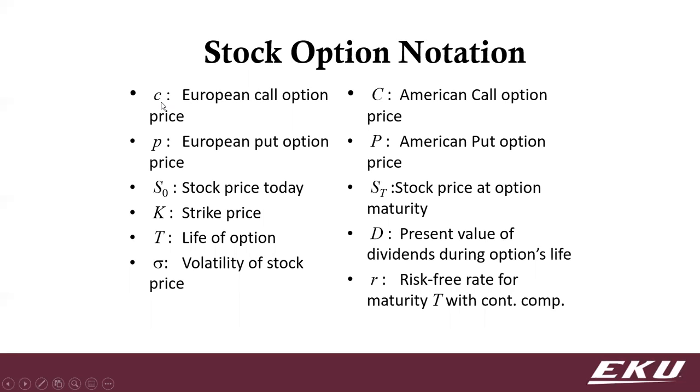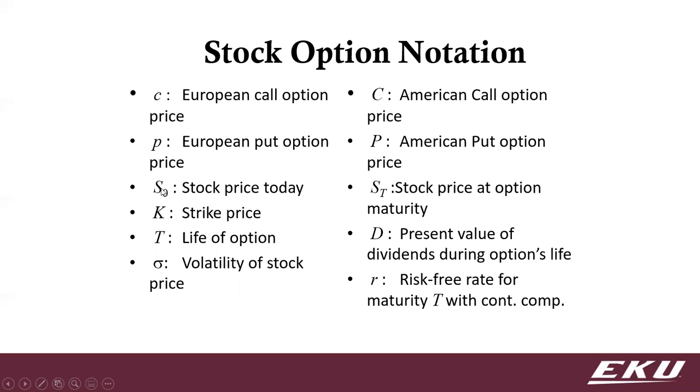So if you see here, a lowercase c and a lowercase p is for a European call and a European put. And we use a capital C and a capital P for an American call or an American put, right? So C is always call, P is always put, and then lowercase or uppercase is to let us know if it can be exercised before the expiration, okay?